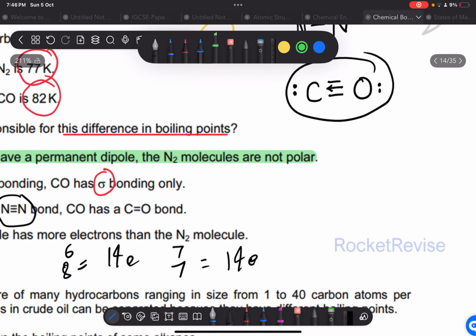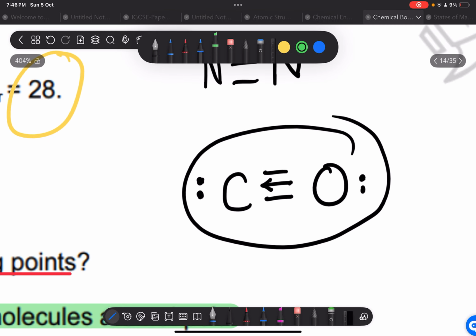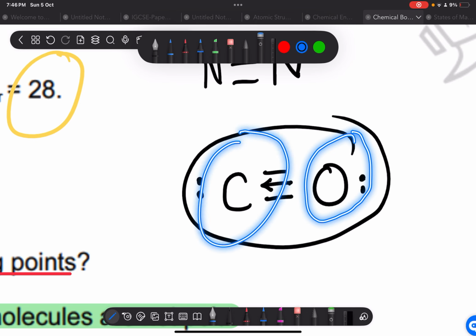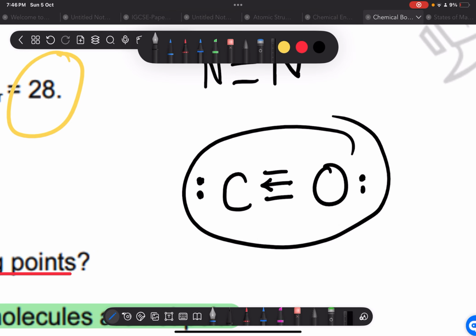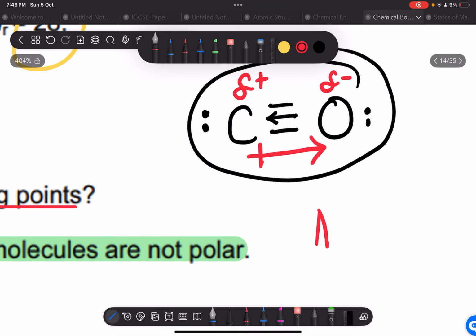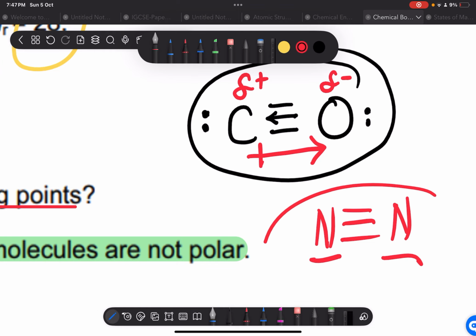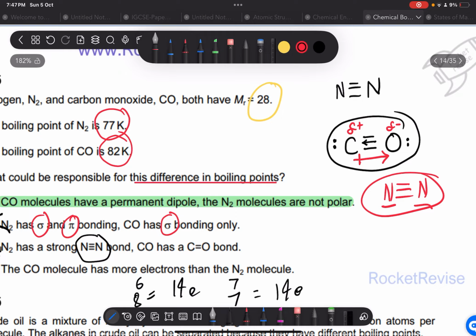Why is that so? Because in CO molecules, oxygen is more electronegative than carbon. So oxygen pulls these electrons towards itself. So there's going to be a permanent dipole, which is represented like this towards the element that is more electronegative, that is oxygen. So there's going to be a partial negative charge on oxygen, and it's going to be a permanent dipole. And for nitrogen, when you have similar atoms bonded to each other, N and N, there is no dipole. So that's the story behind it.